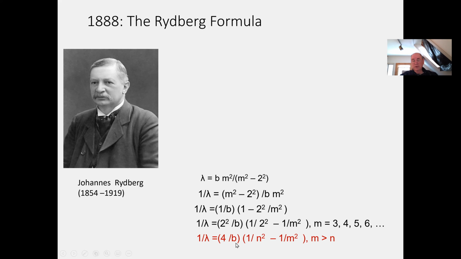This new number here he comes up with is called the Rydberg constant. Another weird number, just as weird as Balmer's number, 1.097 times 10 to the 7th. And so he has a formula.